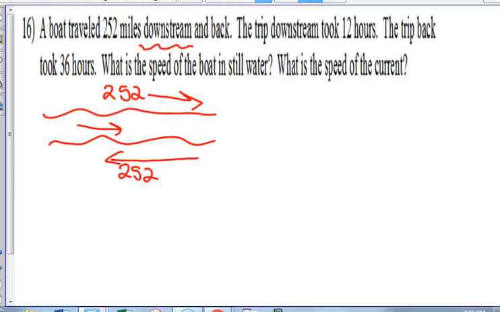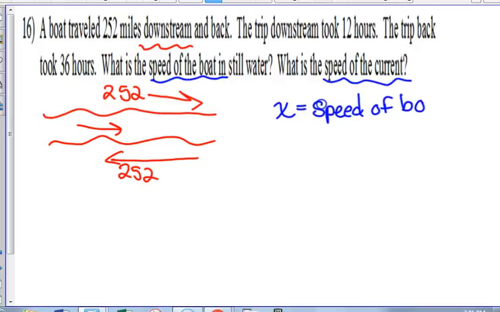So this is a rate time distance question where we don't know the speed of the boat or the speed of the current. So I'm going to stick with x's and y's. x is going to be the speed of the boat, and y is going to be the speed of the current or the water.